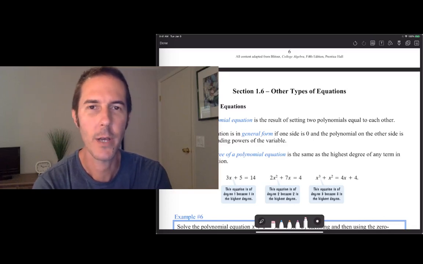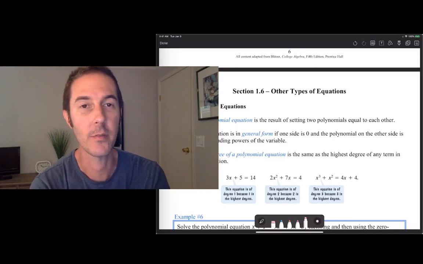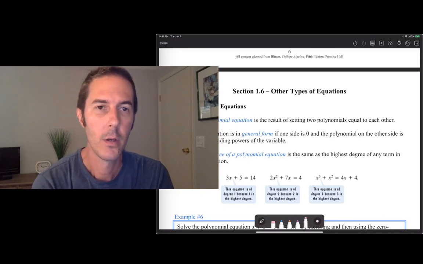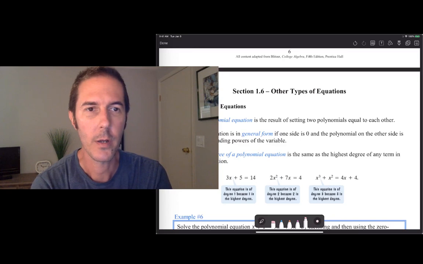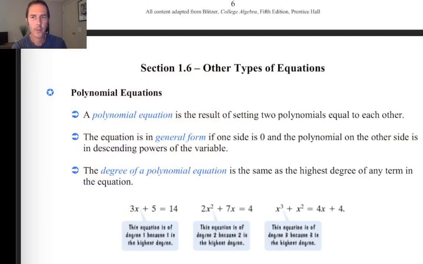Welcome to College Algebra, Chapter 1, Section 6, where we're talking about other types of equations. I'll be using some notes that were adapted for Blitzer's College Algebra 5th edition, and I'll talk about some concepts, we'll talk about some processes, and in this section, we're going to start off looking at some polynomial equations.